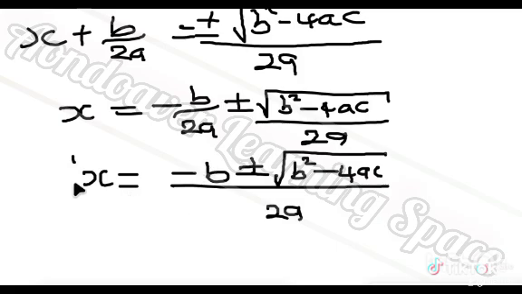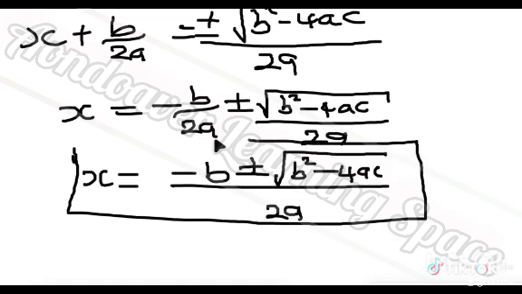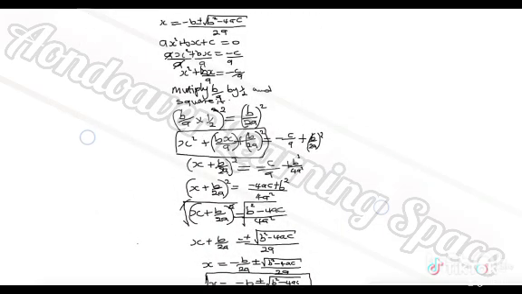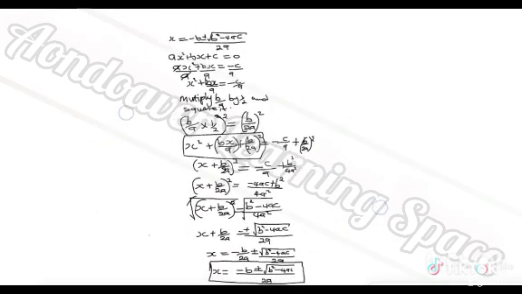So this formula is known as the quadratic formula. It is not the almighty formula. So register this at the back of your mind. Anywhere you see the quadratic formula, these are the steps involved in deriving it.